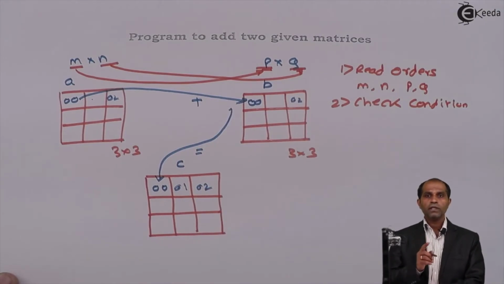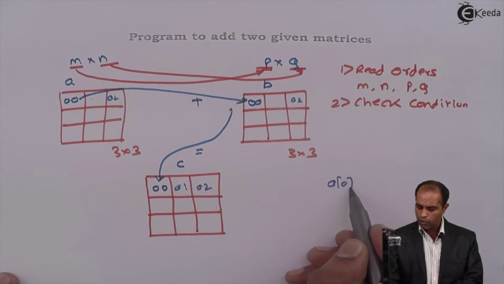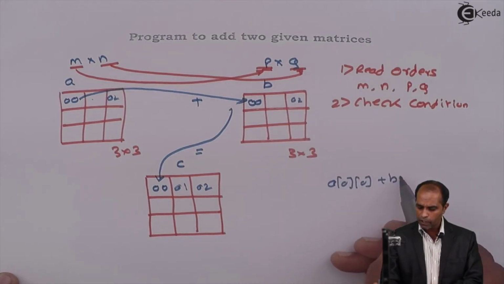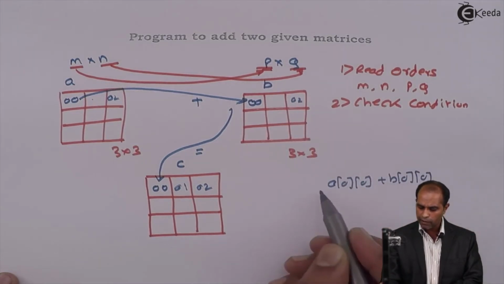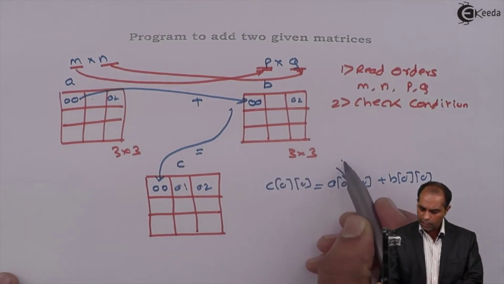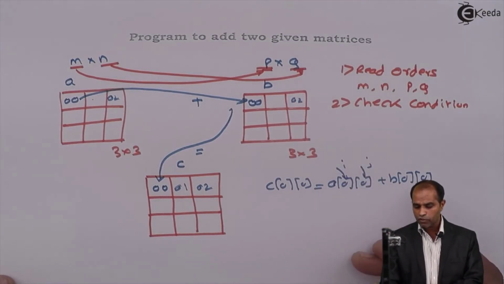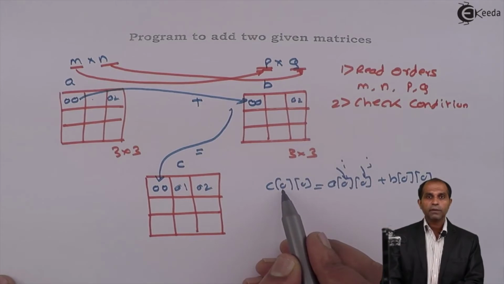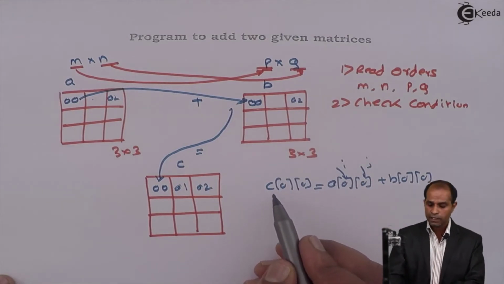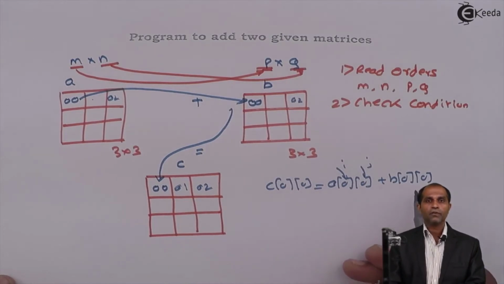In general, whatever the index of A, the same should be the index of B, and then the resultant matrix has to be C. So if I say A of 0, 0 is added with B of 0, 0 to get the result into C of 0, 0, if I say this as i and this as j, do you feel that the same index of A, the same index of B are now associated with the same index of C? So in general, I can say C of i j equals A of i j plus B of i j.